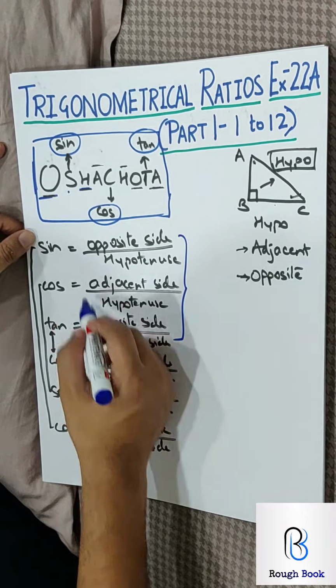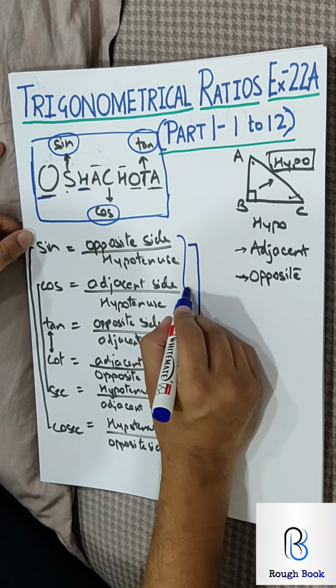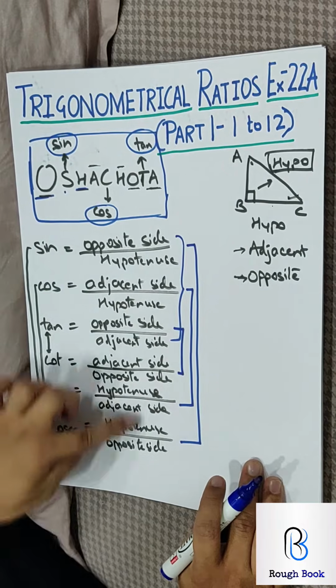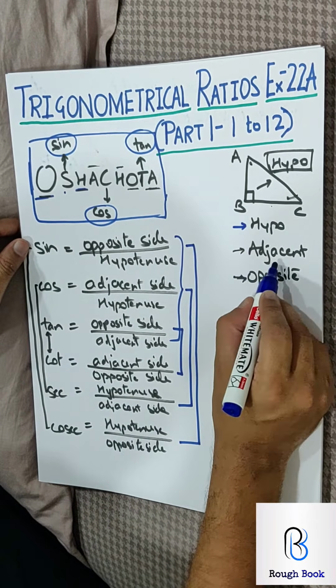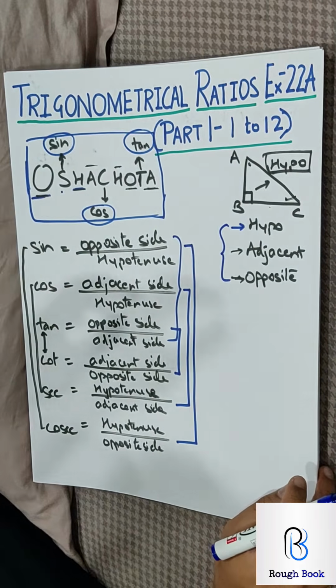Then the remaining 3 are reciprocal to them. So I am making the grid again here. First and the last, second and second last, this and this. Are we clear now with the grid, everybody? So you have hypotenuse, you have adjacent, and you have opposite. These 3 are the most important things in the entire trigonometry.